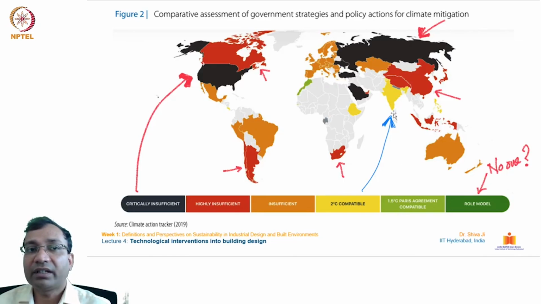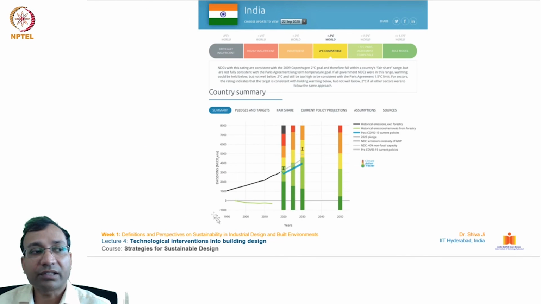And 2 degrees compatible in that range. Actually, India is one of the countries which falls in that category. And in the 1.5 degree category, there is one or two countries in Western Africa we can see over here. Well, it seems like there is no one under this role model category, which is dark green. So the world is awaiting a conscious effort, so that the countries can move from the darker shades to the greener shades. It is actually requested from everyone to contribute towards these causes.